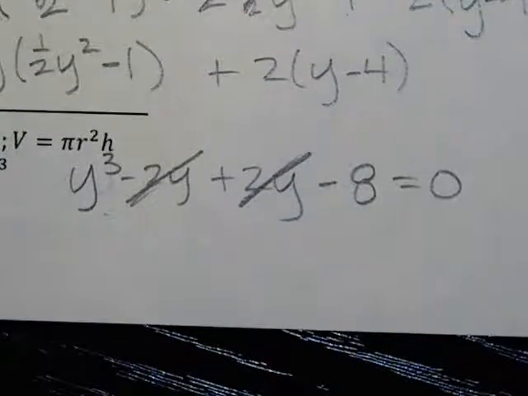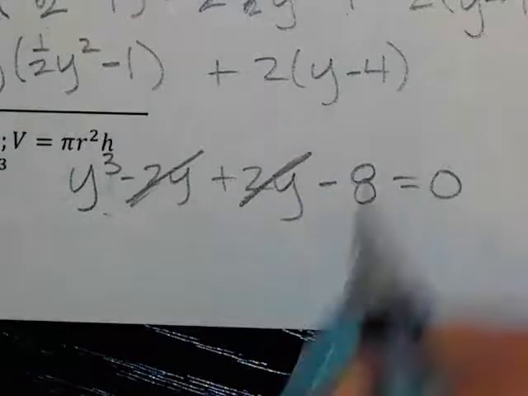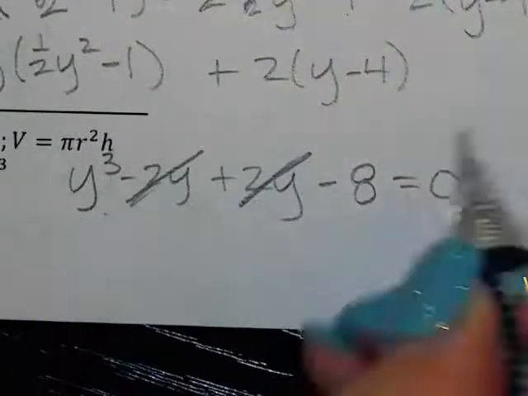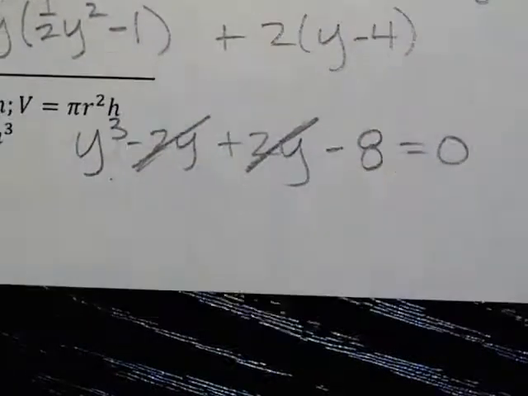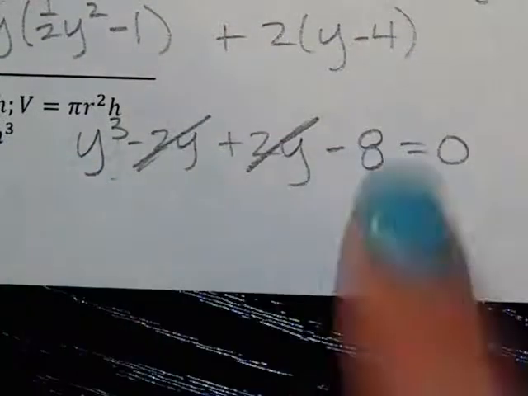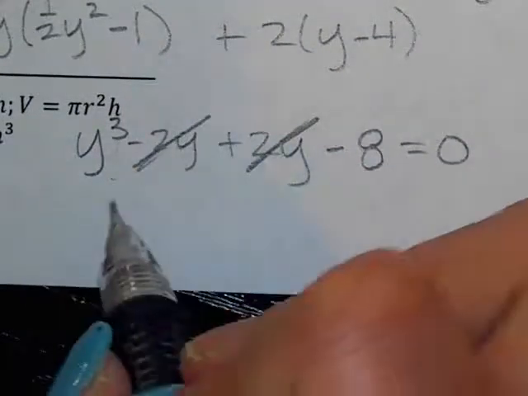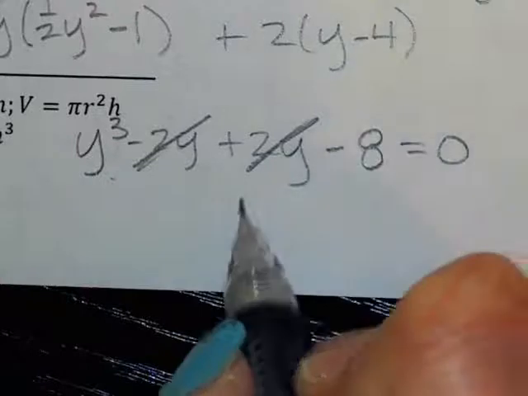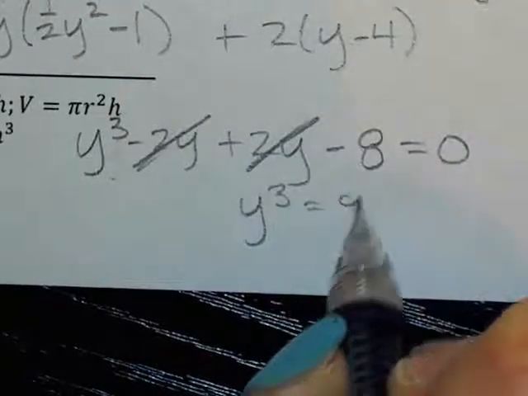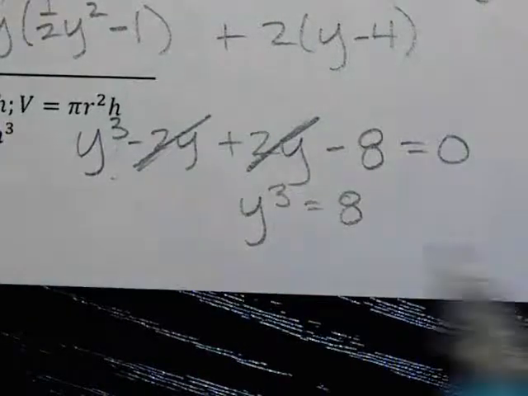Yeah, you actually don't need to solve this by factoring. You can solve it by taking roots. So we can just add the 8 over to the other side. So y cubed equals 8. And then what do we do? Cube root. So y equals 2.